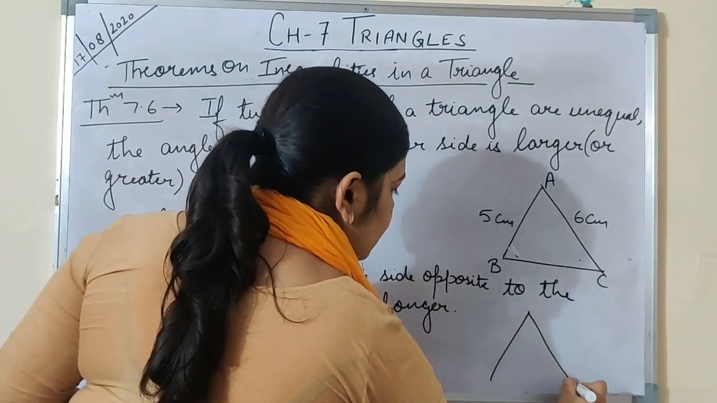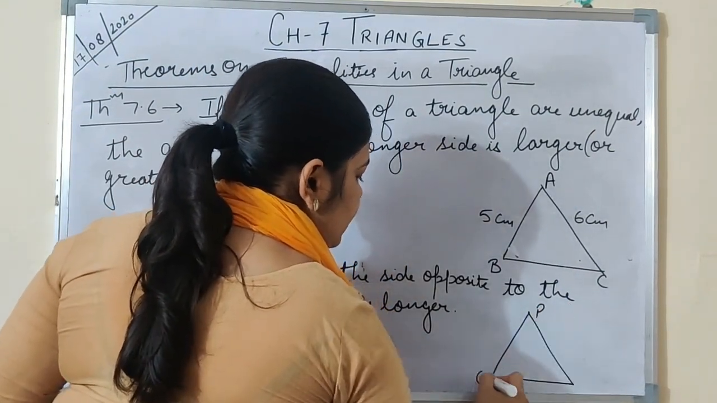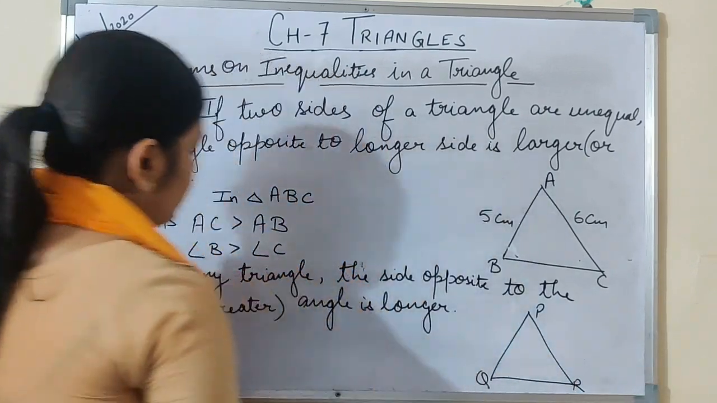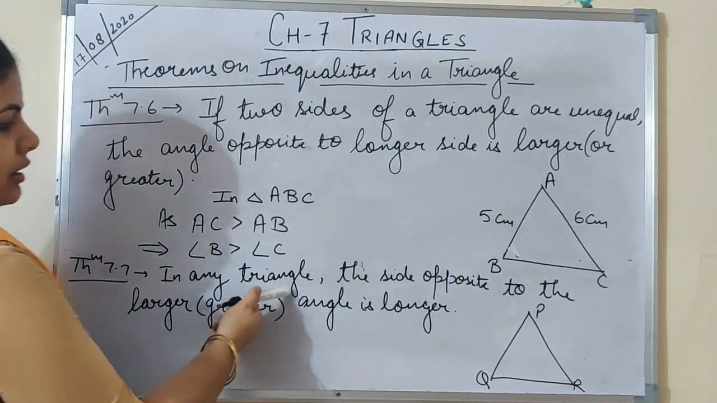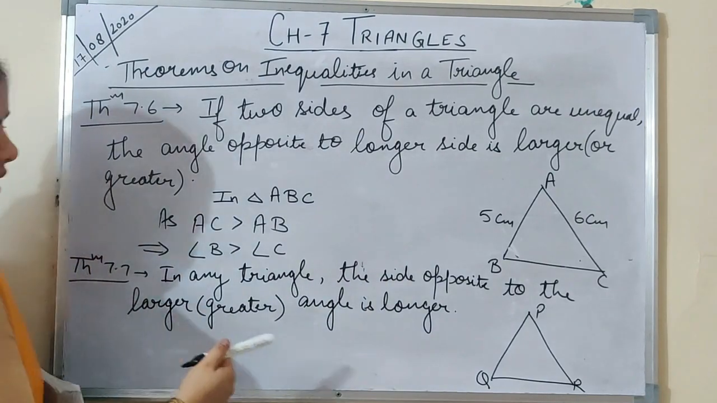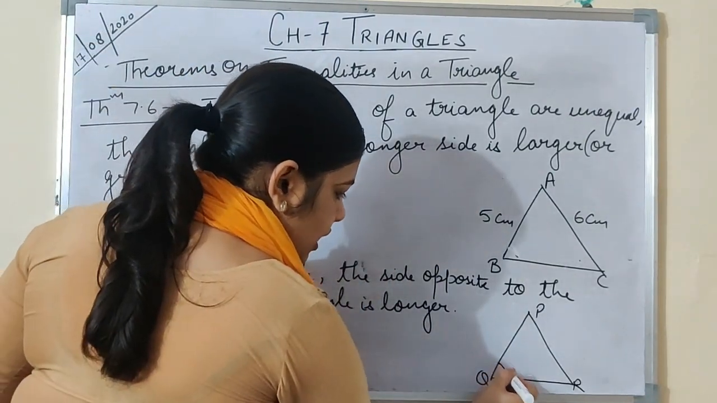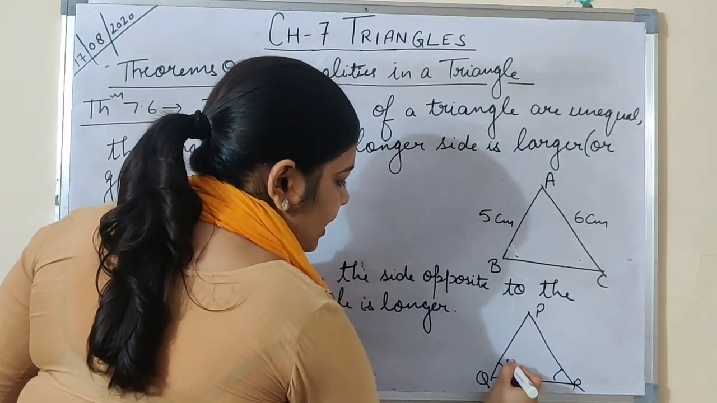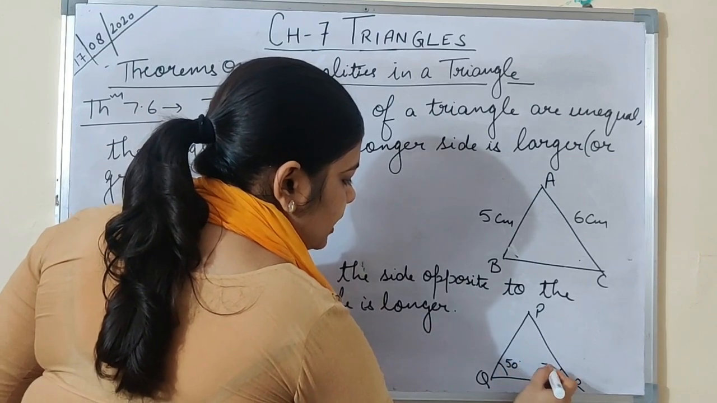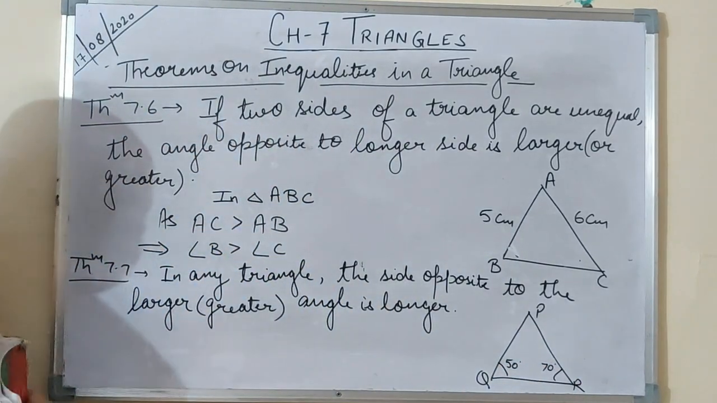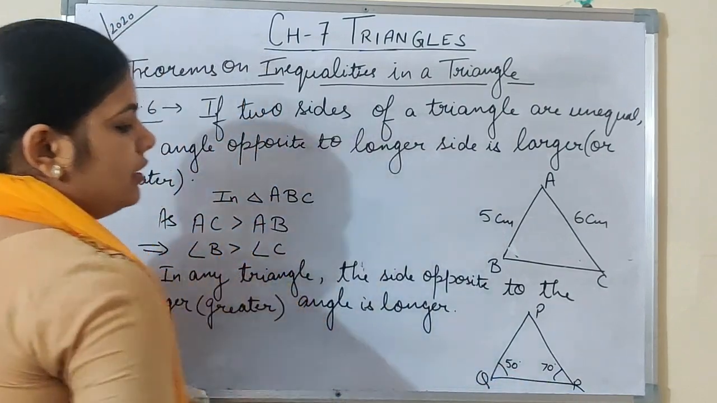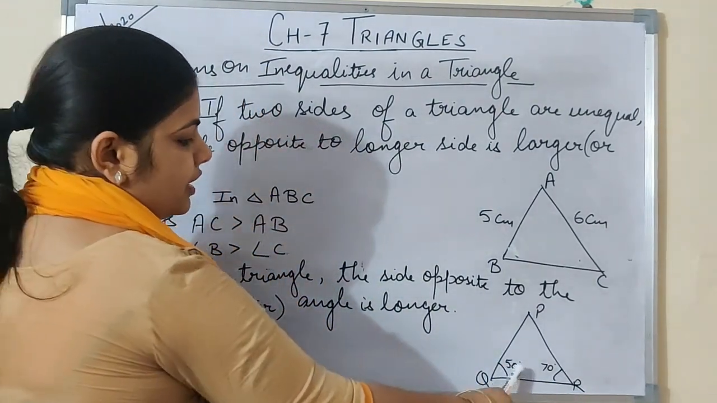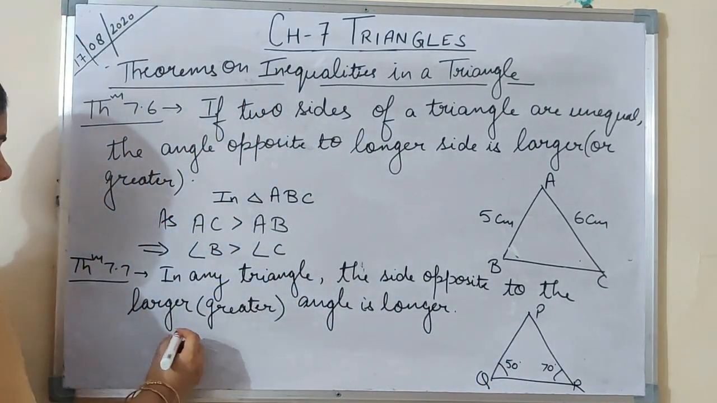Again, I am drawing a triangle over here, that I have named as PQR. As it is given that in any triangle, the side opposite to the larger angle, that means angles are given to us. So we are taking here 50 degree and 70 degree. Suppose it is given to us that this is 50 and this is 70, then what can we say?